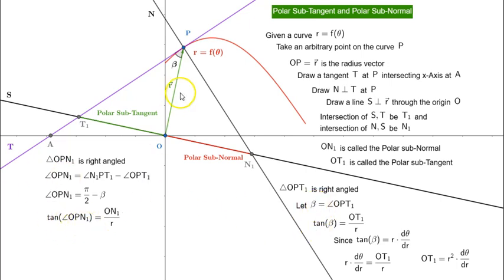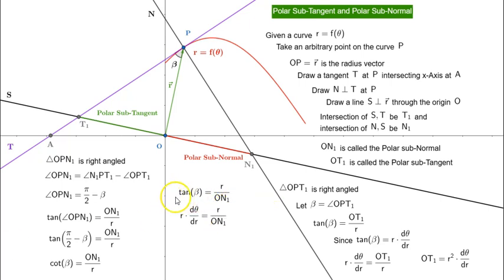Now tan of angle OPN1 is equal to the opposite side, that is ON1, divided by the adjacent side, which is R. That means tan of pi by 2 minus beta is equal to ON1 by R. Tan of pi by 2 minus beta is cot beta. So cot beta is equal to ON1 by R. We take the reciprocal on both sides. So the reciprocal of cot beta, tan beta, is equal to R by ON1.